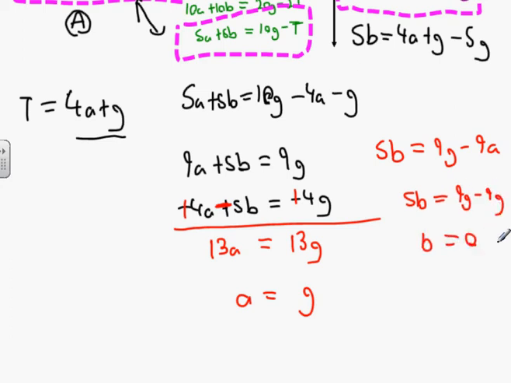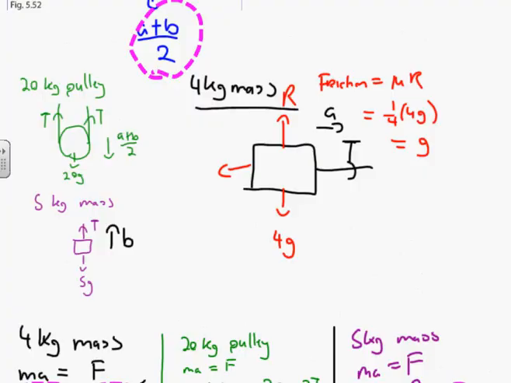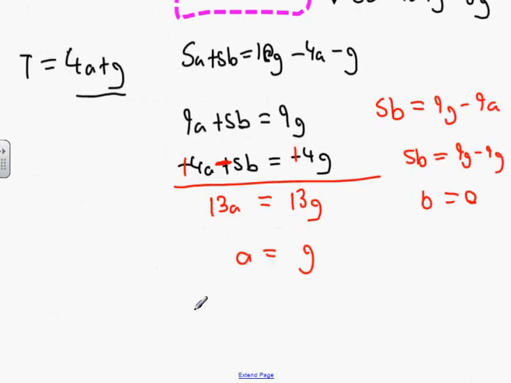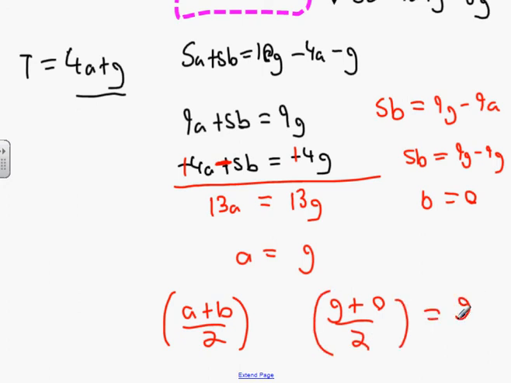B equals 0. Okay, so what does B equals 0 mean? It means that the tension in the string equals its weight going downwards. This means that the only thing moving is going to be the particle of 4A going right and the 20G particle going down. That is possible. Now, just trust your maths in this scenario. So A plus B over 2 is your acceleration. Everybody agreed with that? Then we replace A with G, B with 0, all over 2. The answer is G over 2.